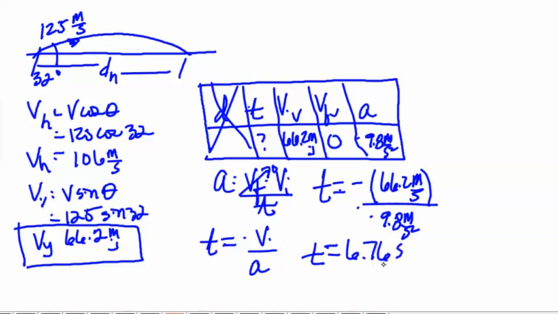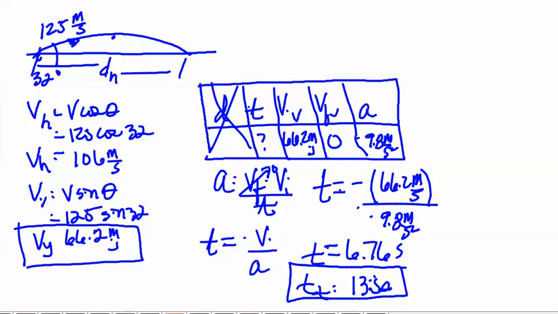6.76 seconds. Now that's the time it takes to go from here to the top. What we need is the entire going across, so we need to multiply this times 2. So the total time is going to be 13.5 seconds. So that's the total time that it takes to go the entire flight.